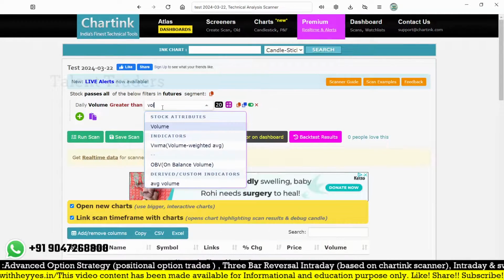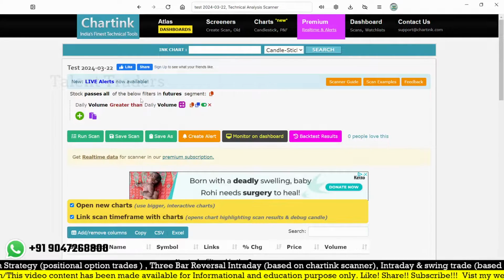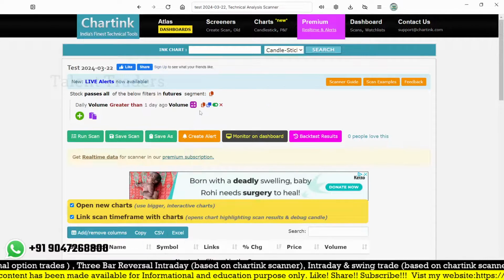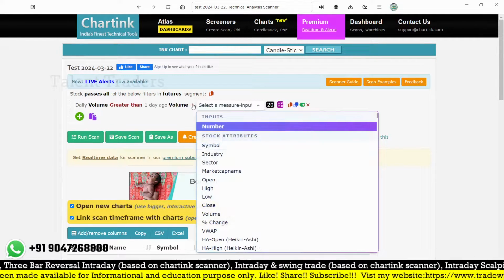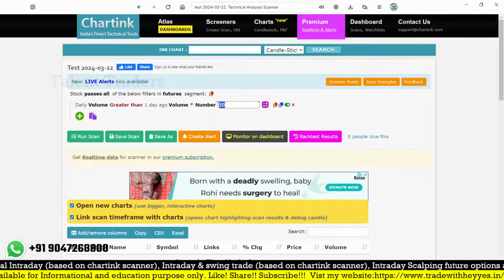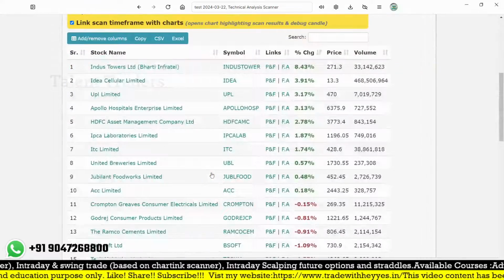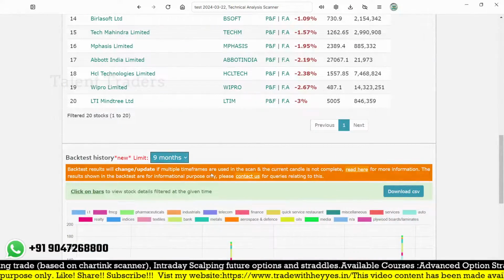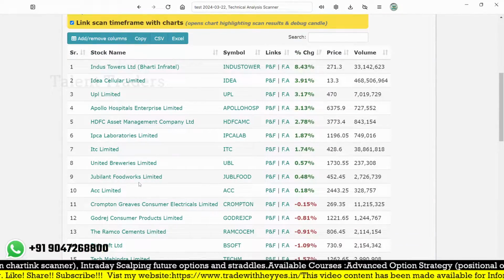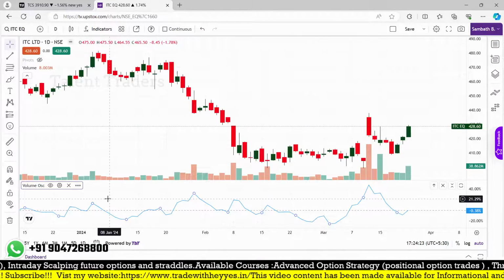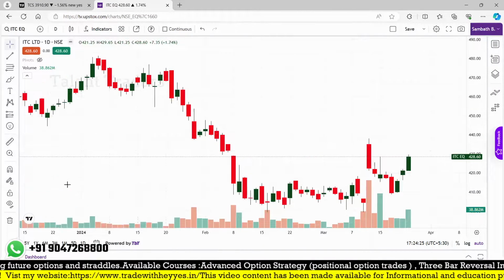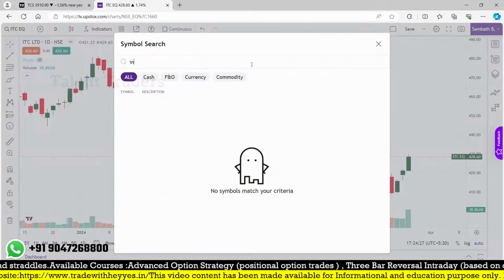Volume. This will help you find the 1 day ago volume multiplied by a number, 2 or so. You will be able to understand it easily. You can see this many stocks like LTIM, Wipro, and so on. So you can easily understand what is happening in those stocks.